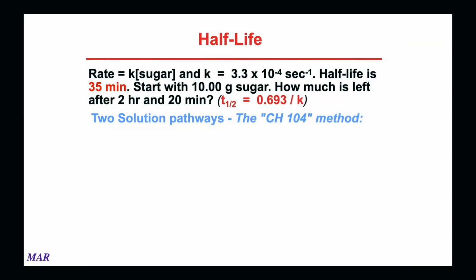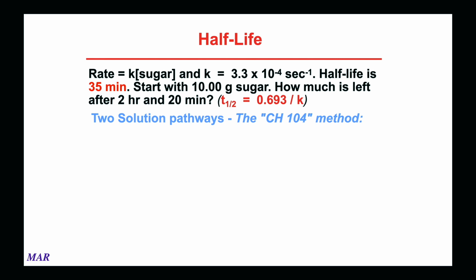The next kind of problem is one that you'll see sometimes in classes like this, and there are two methods to determine the answer. One way I'm going to refer to as the Chem 104 method, because in Chemistry 104, this is the way we actually tell students to solve it. But the better answer is to use that integrated first order rate law. So without further ado, we're back to the example, rate equals K times the sugar, K is 3.3 times 10 to the minus 4, and we saw that the half-life is 35 minutes. So let's say that we start now with 10 grams of the sugar. We want to know how much is left after 2 hours and 20 minutes. Okay, no problem. And remember, half-life is 0.693 divided by K.